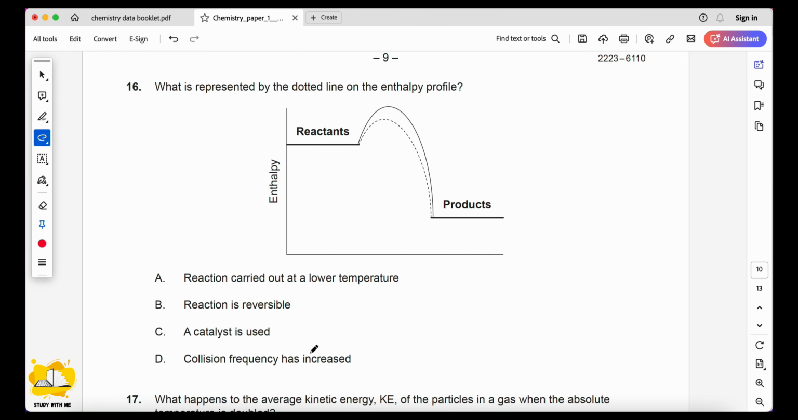Okay, what is represented by the dotted line on the enthalpy profile? So this is the activation energy with a catalyst and this one is without a catalyst. So C.